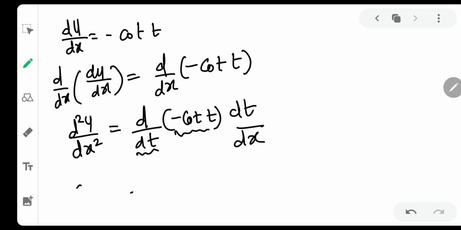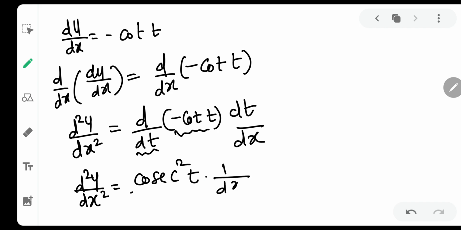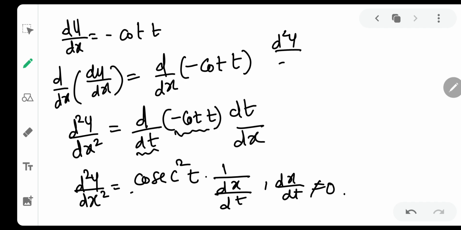I multiplied and divided by what? Just dt. Now the derivative of cot t, I don't need to tell you, it is minus cosec square t, but there is always a minus sign already. So I will write down cosec square t. Now what is dt by dx? Definitely it is 1 upon dx by dt. For this also we have the proof, dx by dt should be a non-zero quantity. Very nice. So d2y by dx2 will be equal to cosec square t.